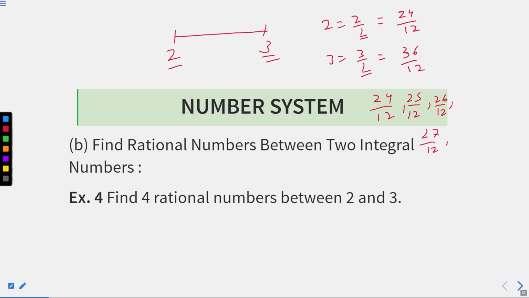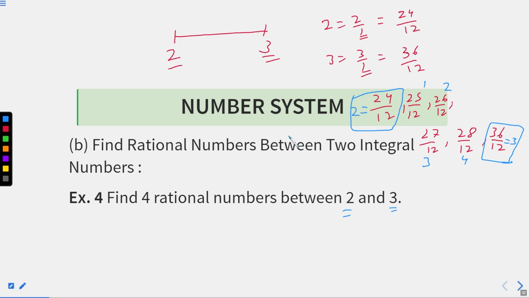So by this process we can easily say that 25 by 12, 26 by 12, 27 by 12, 28 by 12 lie between 24 by 12 and 36 by 12, which are 2 and 3. So we found 4 rationals of the form P upon Q between 2 and 3. Okay, clear?